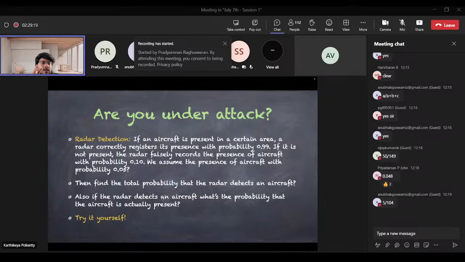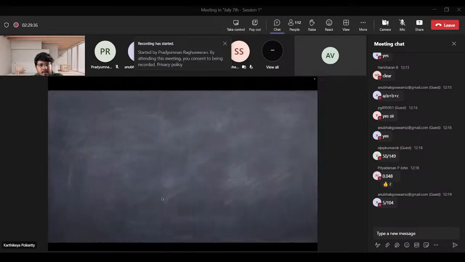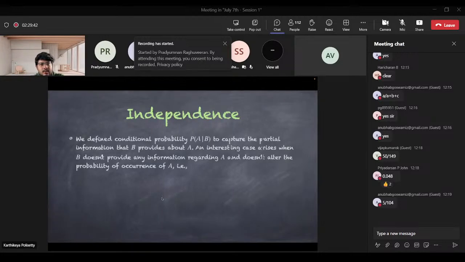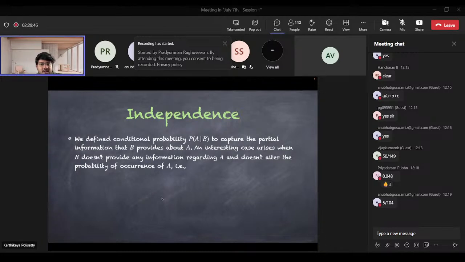So basically, if you are clear with Bayes theorem, you will get a clear idea on total probability theorem. So, moving further, independence. We define conditional probability P of A given B to capture the partial information that B provides about A. An interesting case arises when B doesn't provide any information regarding A and doesn't alter the probability of occurrence of A. That is, P of A given B is simply P of A.